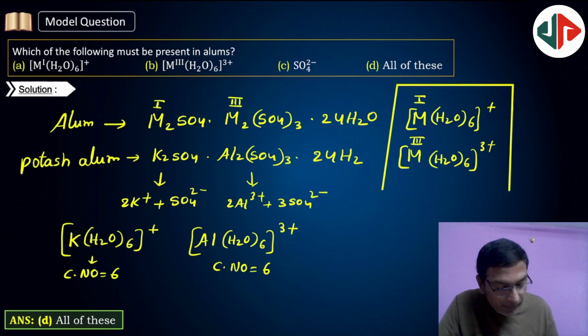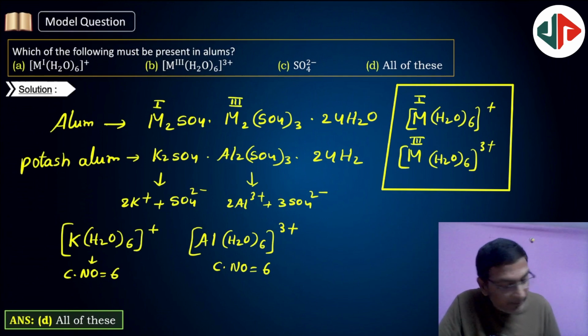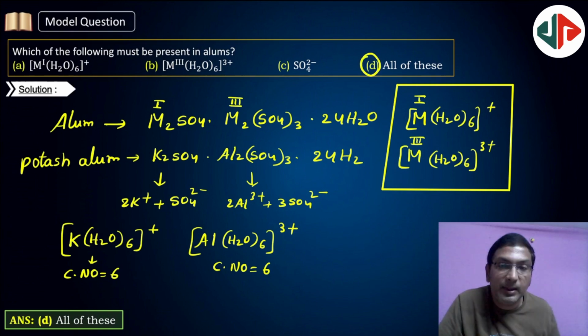So very important topic. Each ion has coordination number 6. So therefore option D. Next.